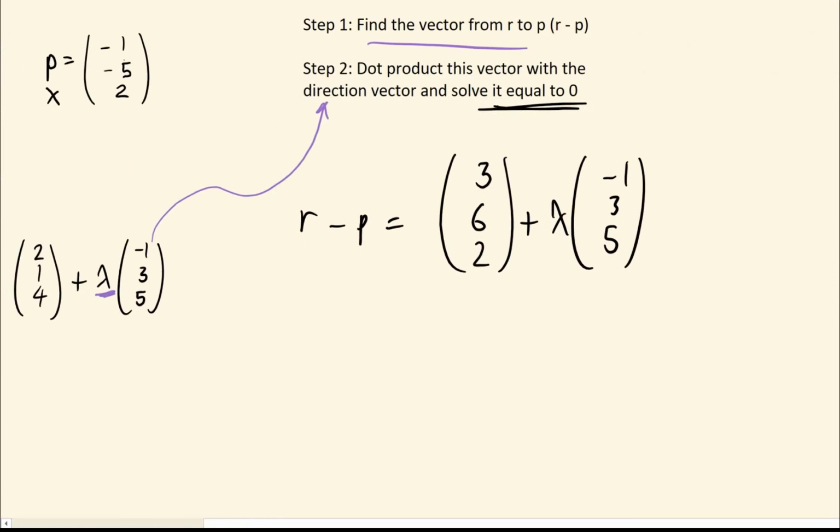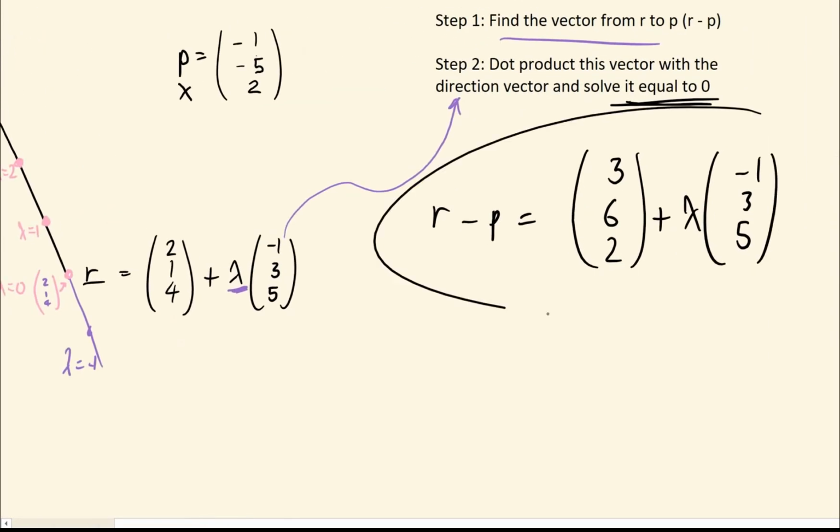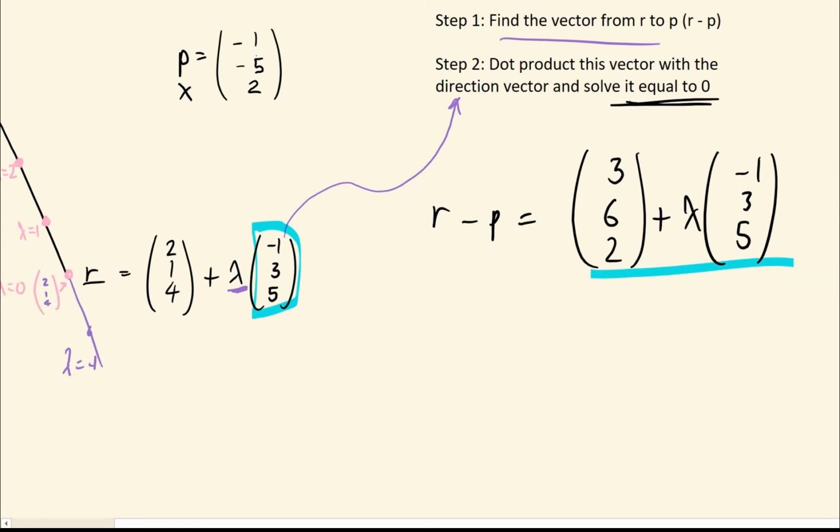Next, we want to make sure that this line is perpendicular to this direction vector. So we're going to dot those two things together. We want to dot this vector with the direction vector and solve it equal to 0.